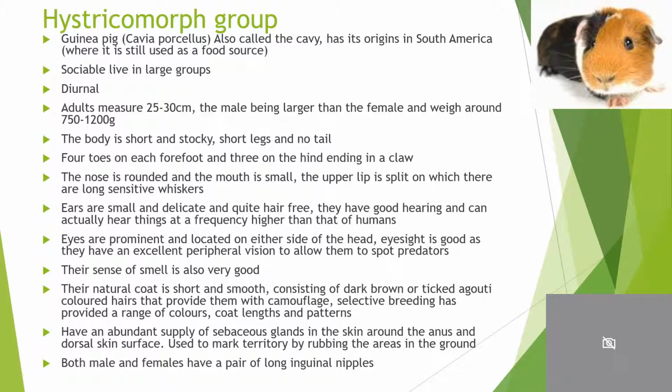They have an abundant supply of sebaceous glands in the skin around the anus and dorsal skin surface, and they use these to mark territory by rubbing the areas on the ground. And both males and females have a pair of long inguinal nipples.